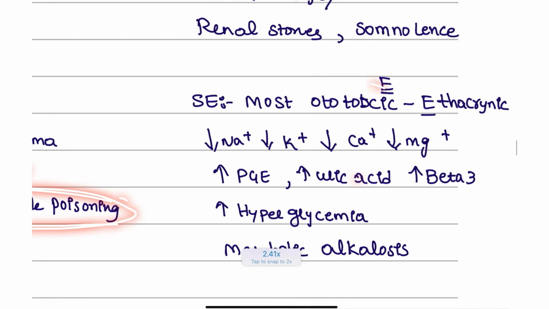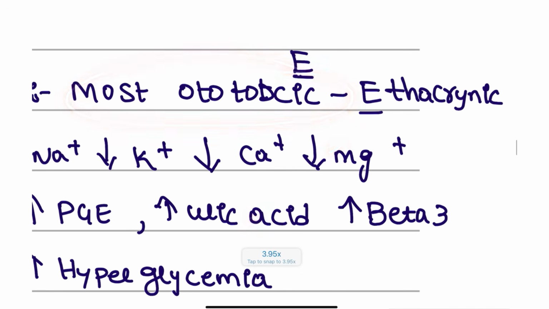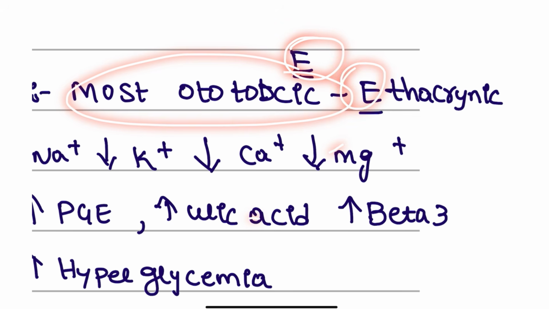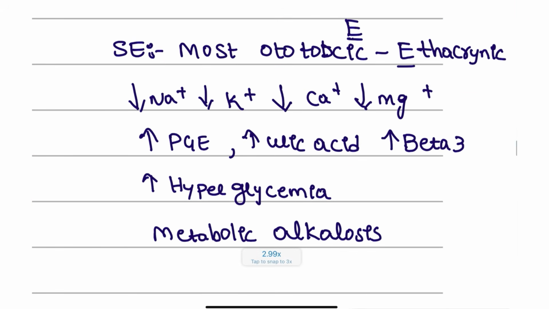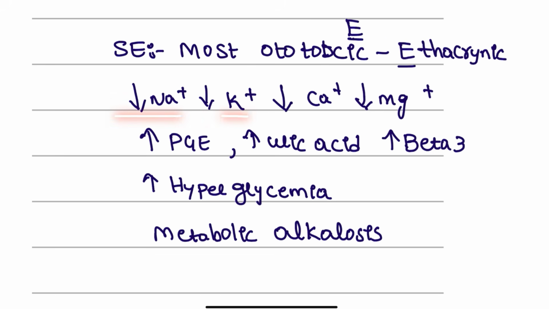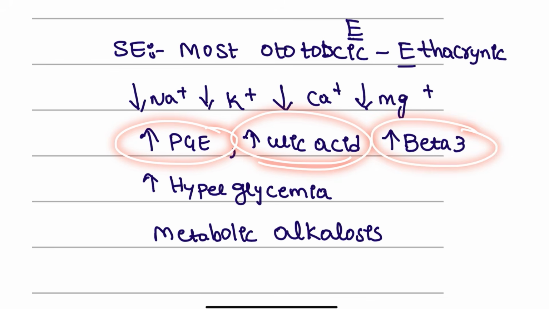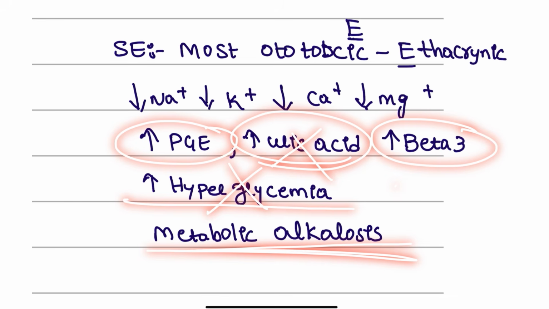And what are the side effects? It is the most ototoxic. So how can you remember? E for ear, E for ethacrynic acid. So very ototoxic, it can damage the cochlea. And loop loses everything. How? Because it is going to block the sodium, potassium, chloride. Along with that, it is going to block the calcium and magnesium, and all these are going to be lost in the urine. So it increases prostaglandin activity, increases uric acid and beta 3 activity. Further, it can cause hyperglycemia. So in uric acid patients we should not give it, in hyperglycemia patients we should not give the diuretics, and metabolic alkalosis is one of the side effects.